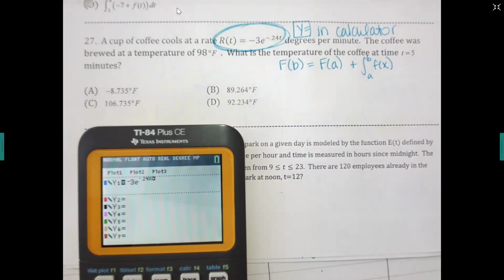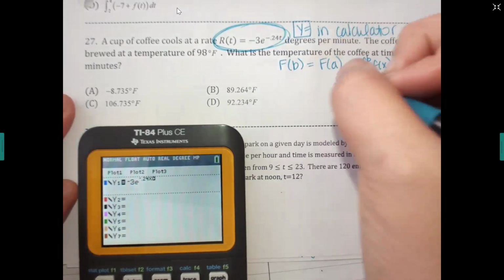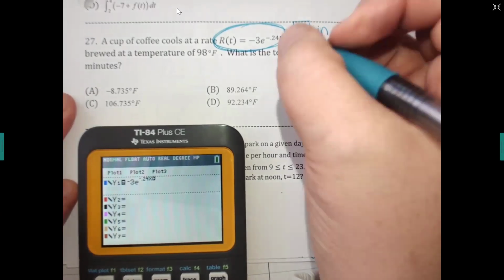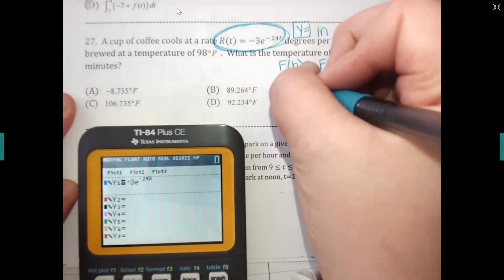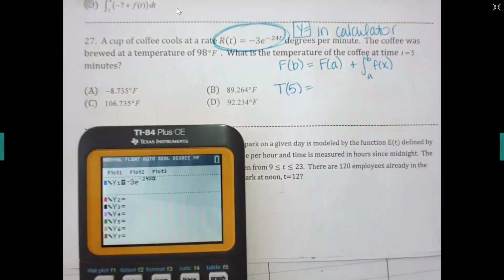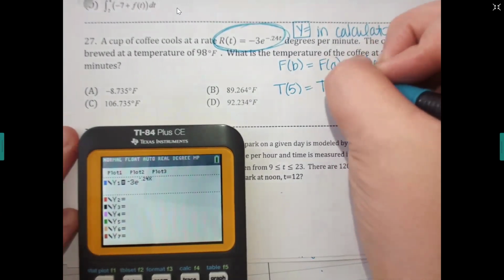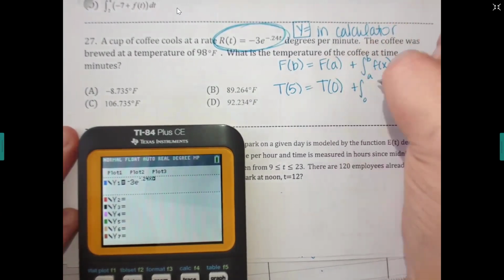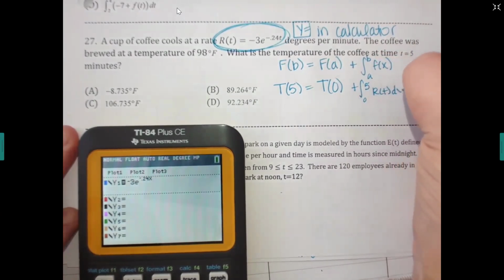So it tells me that it was brewed to 98 degrees. That would be your starting temperature. So I want the coffee at 5. I'm going to do T of 5. Pretend that's like the temperature at 5. And then when do I know the temperature if it just came out? That'd be the temperature at 0. And then I'm going to integrate from 0 to 5 on my function that they gave me in the calculator.